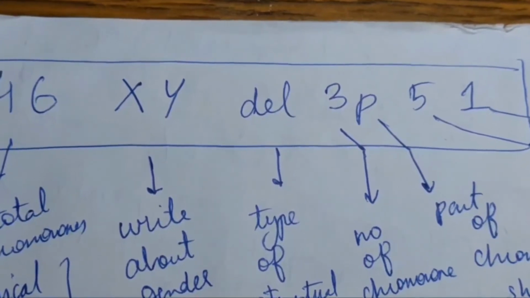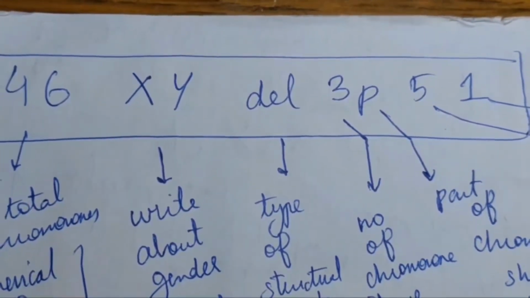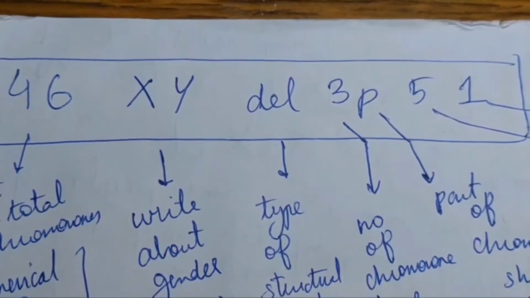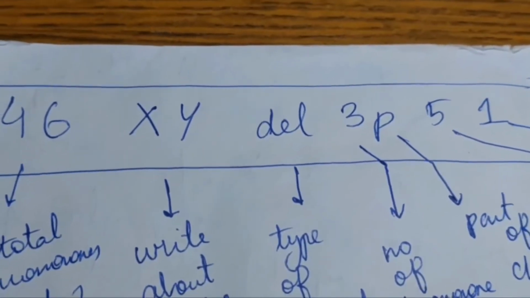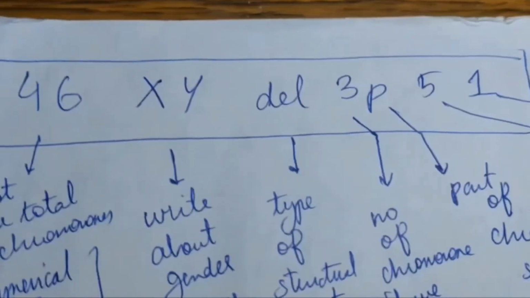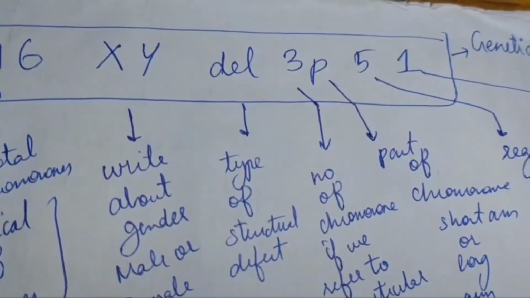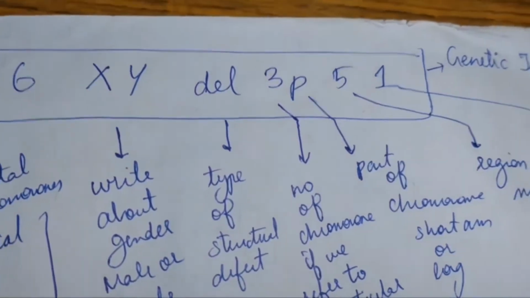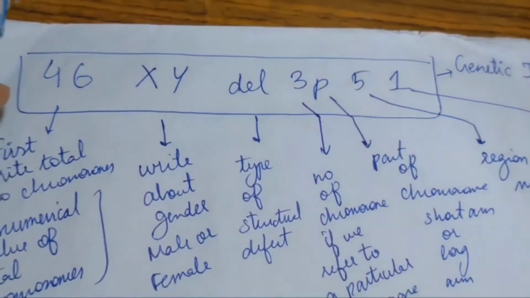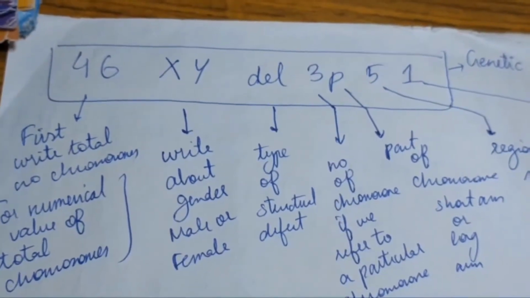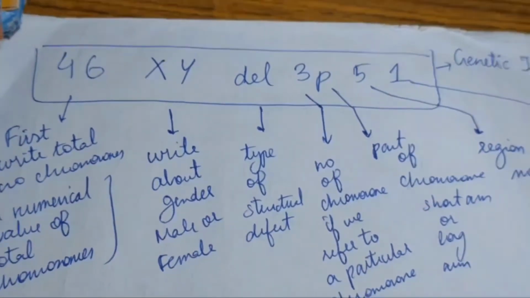Now we will discuss the special language which is used by cytogeneticists to communicate genetic information. Here we are going to discuss an example of it. The cytogeneticist writes genetic information in this form. First, we write the total number of chromosomes, the numerical value of total chromosomes in the organism.